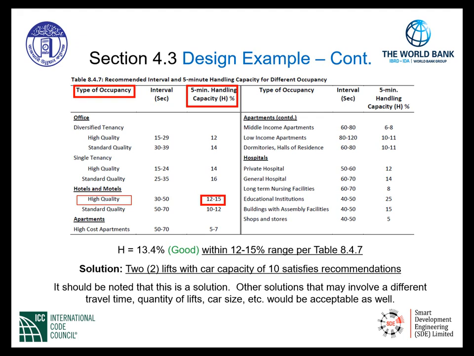It should be noted that this is a solution. Other solutions that may involve a different travel time, quantity of lifts, car size, etc., would be acceptable as well.